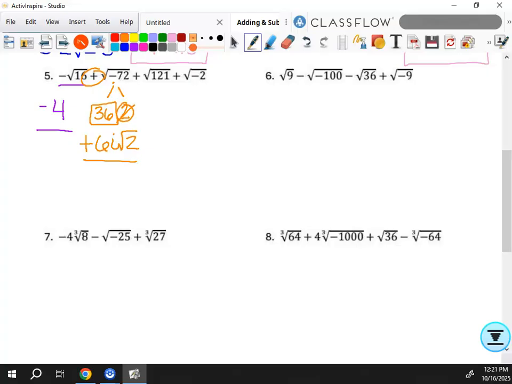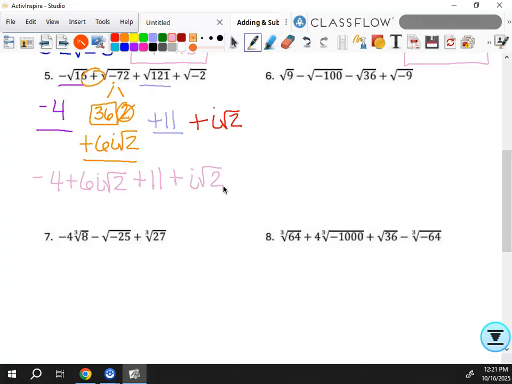All right. Then square root of 121, what is that? 11. So that's plus 11. Then I have the square root of negative 2. So what comes out of there? I, and it stays the square root of 2. Okay. So let me just write out what we have. We have negative 4 plus 6i square root of 2 plus 11 plus i square root of 2.